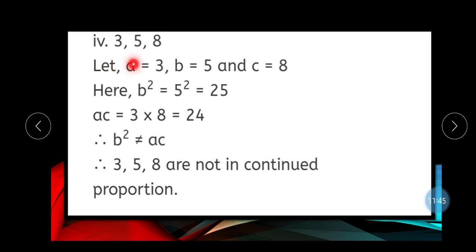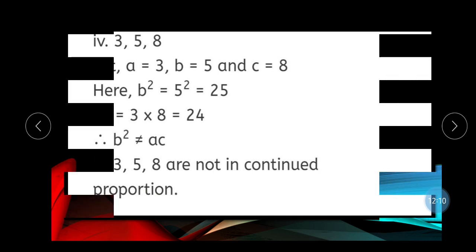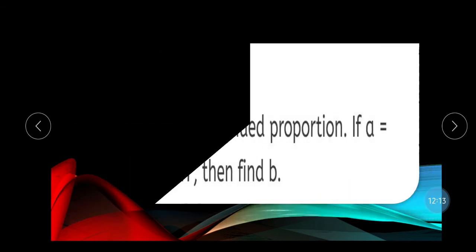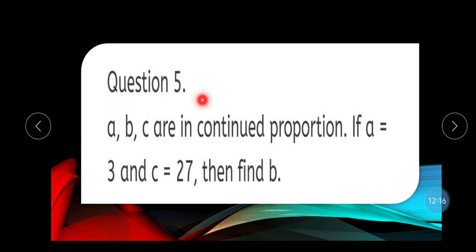Next one, 3, 5, 8. Let A be 3, B be 5, C be 8. B square is equal to 5 square is equal to 25. AC is equal to 3 into 8 is equal to 24. 25 and 24 are not equal. Therefore, B square is not equal to AC. Therefore, 3, 5, 8 are not in continued proportion. Next question. Question number 5. A, B, C are in continued proportion. If A is equal to 3 and C is equal to 27, then find the value of B.